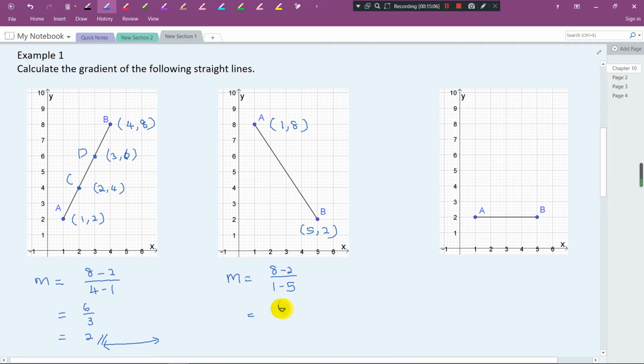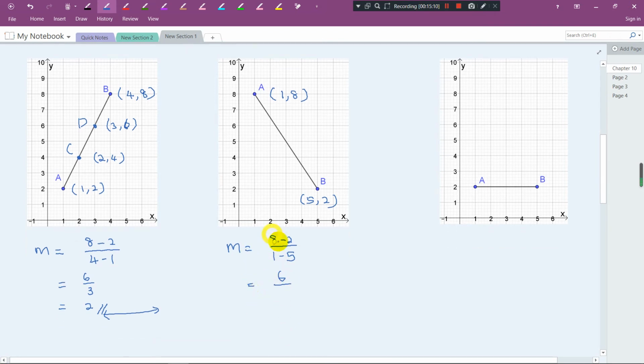So this will give us 6. Let me move down a little bit. Negative 4. Normally we like to write the negative at the middle here. 6 over 4, then we simplify it, 3 over 2. So as we thought, a negative number. Negative gradient. Why? Because it's going downward.